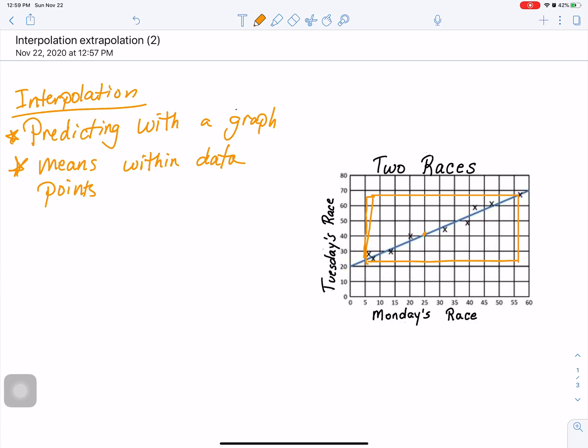I could say, Tuesday's race was 60 seconds. What would you predict Monday's race would be? And again, when I get my answer using my graph, it's going to be within my data points.